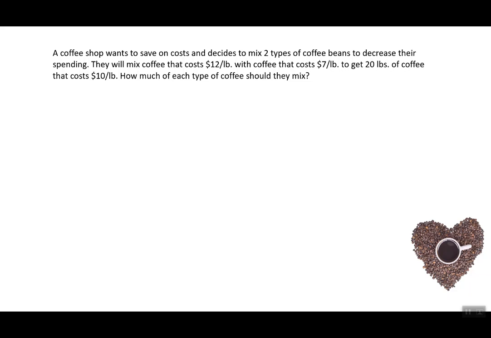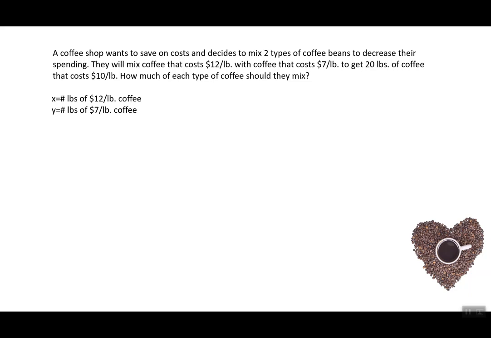When you're reading these problems, it's important to really think about what do I know, what do I need to know, and then how are they connected? I'm going to start by putting variables into the problem. My variables will be X, which is the number of pounds of $12 a pound coffee, and Y is going to be the number of pounds of $7 a pound coffee.